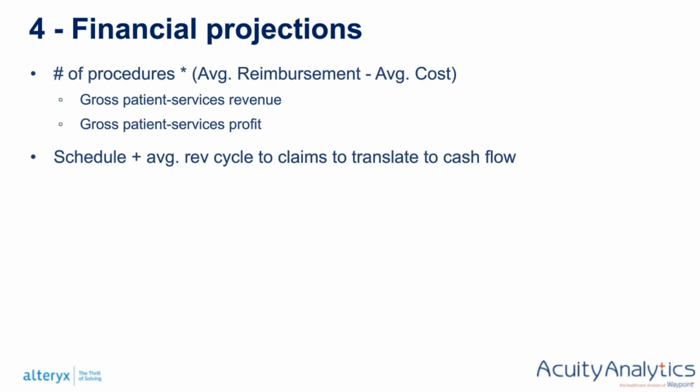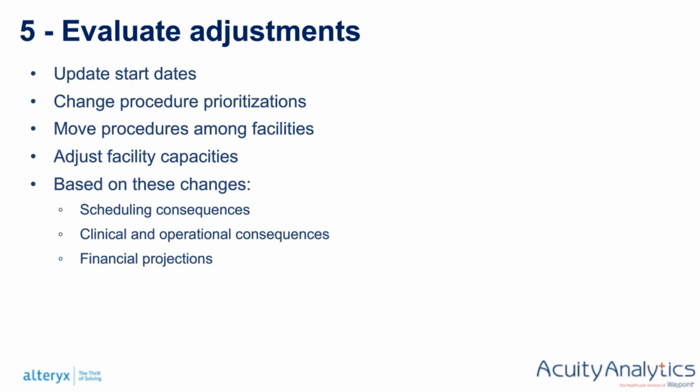When we have an idea of overall how many procedures are going to work through, by looking at costs and reimbursements, then we can start to get basic projections of patient services revenue and profit and translate that into a projection of cash flow. And then finally, allow anything that you need to vary. If you're going to close or open facilities later, if you're going to start different procedures, if you're going to move things among facilities, allow you to evaluate the consequences of those adjustments.